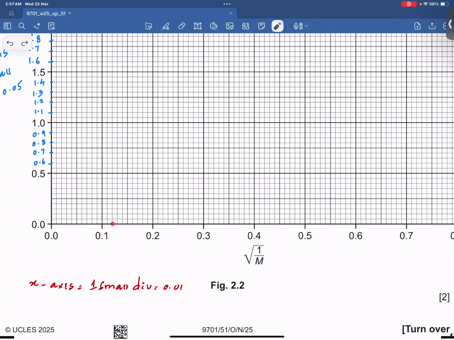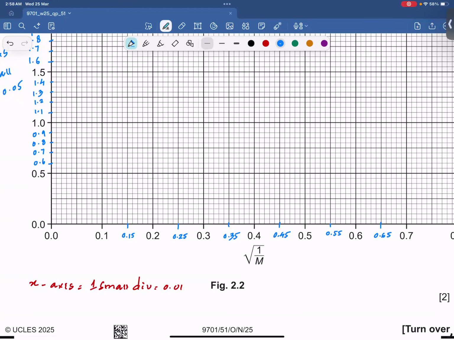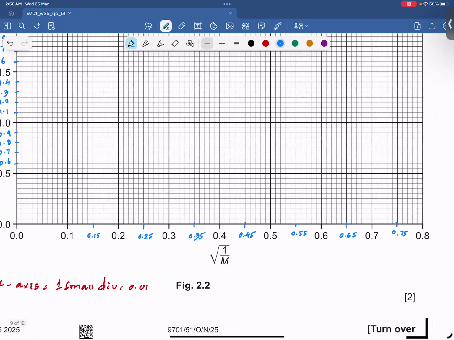This is 0.12, 0.14, 0.14 plus 0.01, okay, this is 0.15. This is 0.25, I believe it will be like that. This is 0.35, 0.45, 0.55, 0.6, 0.65, 0.7, and then 0.75, and then 0.8. Okay, cool.